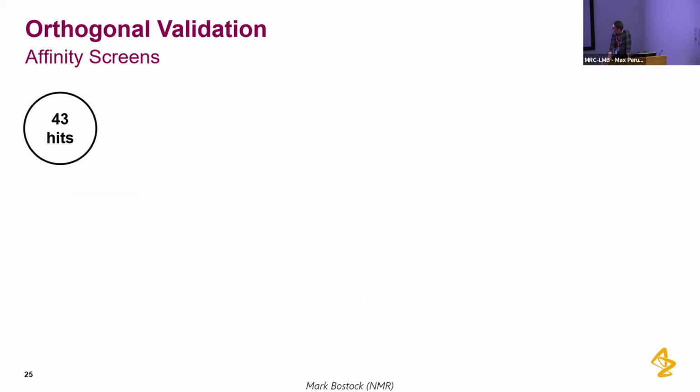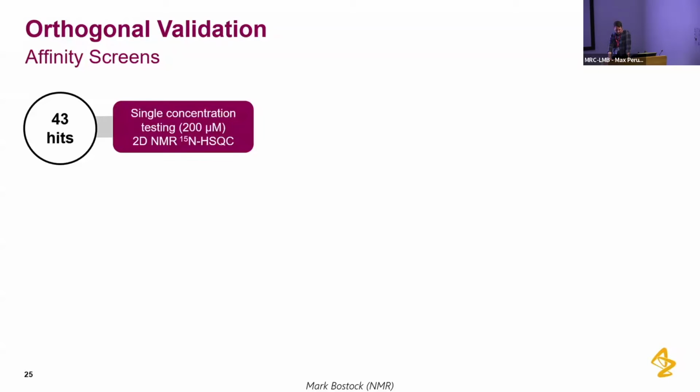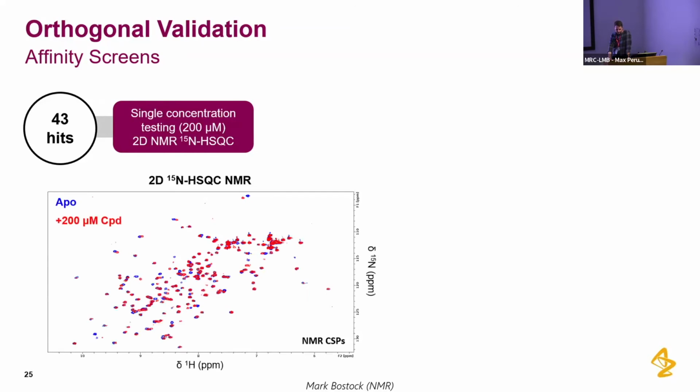Fortunately for the project, we were able to make isotopically labeled protein that allowed 2D protein-observed NMR experiments to be done. The power of the 2D NMR experiment is you don't necessarily need a control to be confident in the result you see. So that's exactly what we did. We put the 43 hits through a 2D NMR assay. We tested a single concentration of 200 micromolar. The figure on the slide is an example of some of the spectra that came from these experiments.